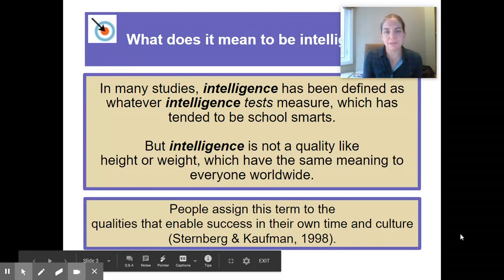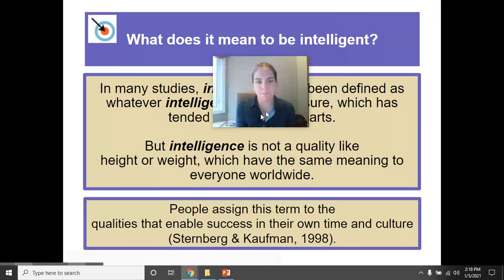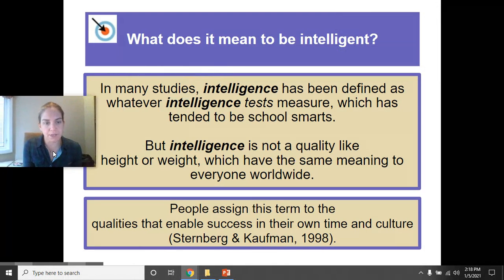So what does it mean to be intelligent? Let me just try to move myself somewhere where I'm not blocking the screen.